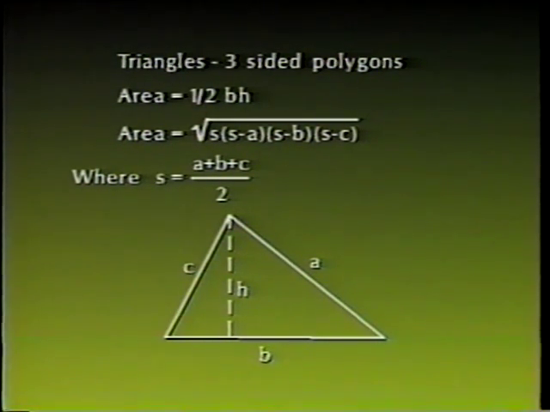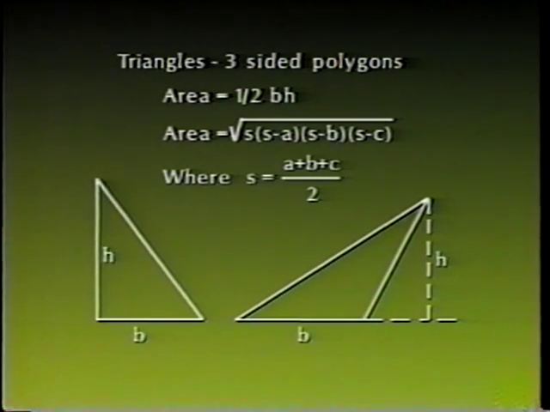Now there's a second formula for the area of a triangle as shown in the graphic. This is when we do not have any angles, but we know all of the sides of the triangle, and that is the square root of s times the quantity s minus a times the quantity s minus b times the quantity s minus c. This formula is used only when the three sides of a triangle are given.